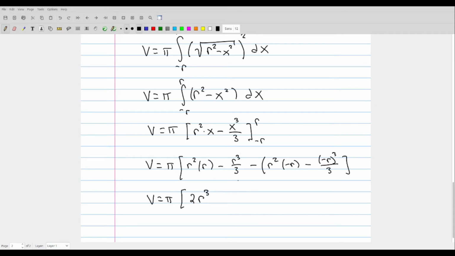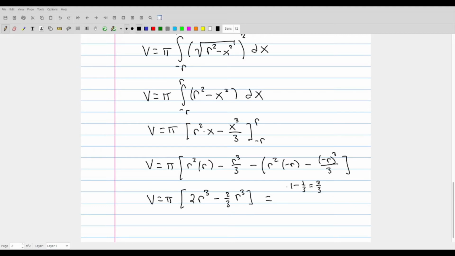And same thing here, you have negative r cubed over 3 minus negative r cubed over 3. And you have a negative sign right here as well. So the negatives cancel out, and you're left with this negative right here. It becomes negative 2/3 r cubed, which lastly, you can factor out the 2 and the r cubed, and you get 1 minus 1 cubed, which is 2 cubed.